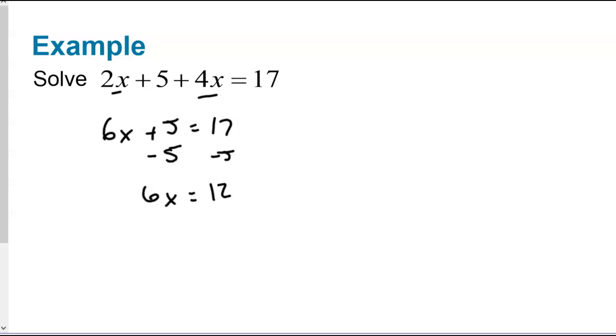12 over here. 6 is multiplying times the x, so the opposite operation is division. What we do to one side, we have to do to the other. And 6 divided by 6 cancels out as 1, and 12 divided by 6 is 2. All right, just multi-step. Remember to combine your like terms.